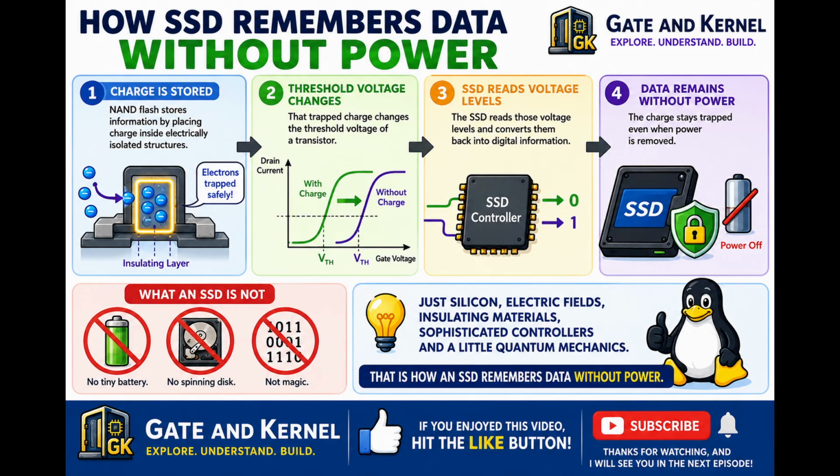And that brings us back to our original mystery. DRAM stores information as temporary electrical charge that must constantly be refreshed. Remove the power, and the charge disappears. NAND flash stores information by placing charge inside electrically isolated structures. That trapped charge changes the threshold voltage of a transistor. The SSD reads those voltage levels and converts them back into digital information. No tiny battery. No spinning disk. Just silicon, electric fields, insulating materials, sophisticated controllers, and a little quantum mechanics. That is how an SSD remembers data without power.